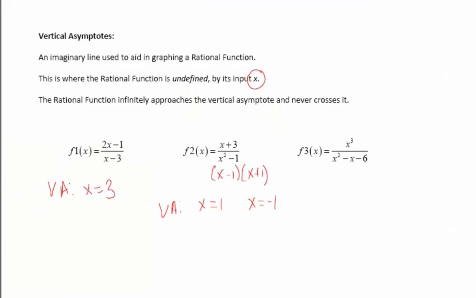All right, our third one, F3. Again, the denominator needs to be factored. So I factor the denominator. What two numbers multiply to negative 6 but add up to negative 1? Negative 3 and positive 2. So my two vertical asymptotes are 3 and negative 2. All right, let's graph this one.